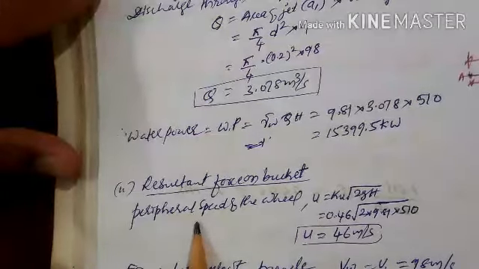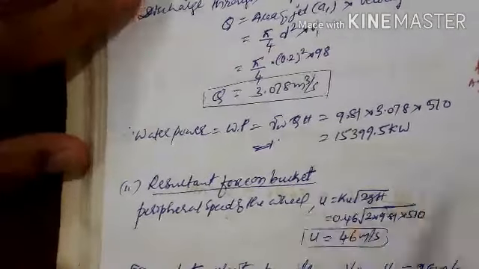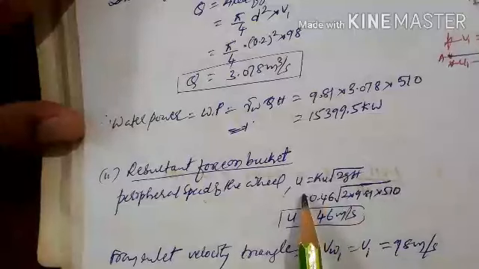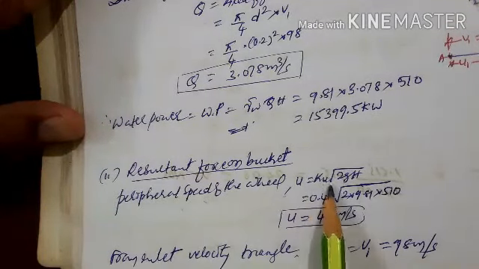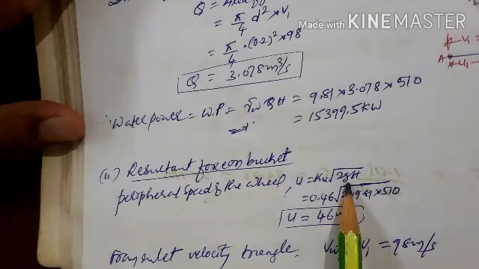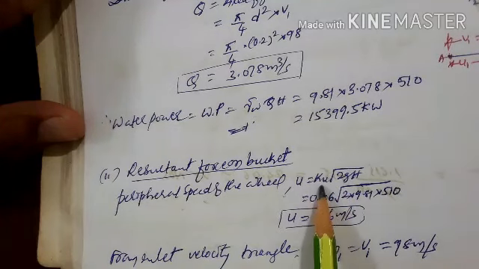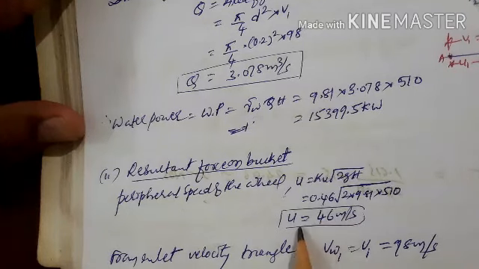Next you have to calculate the resultant force on the bucket. You have to calculate the peripheral speed of the wheel. The peripheral speed of the wheel can be calculated as U, that is the velocity of the bucket, KU times root of 2gH, where KU is the speed ratio given in the problem, 0.46, to be taken for maximum efficiency. It has been given in the problem, and we calculate the bucket's velocity U as 46 meter per second.